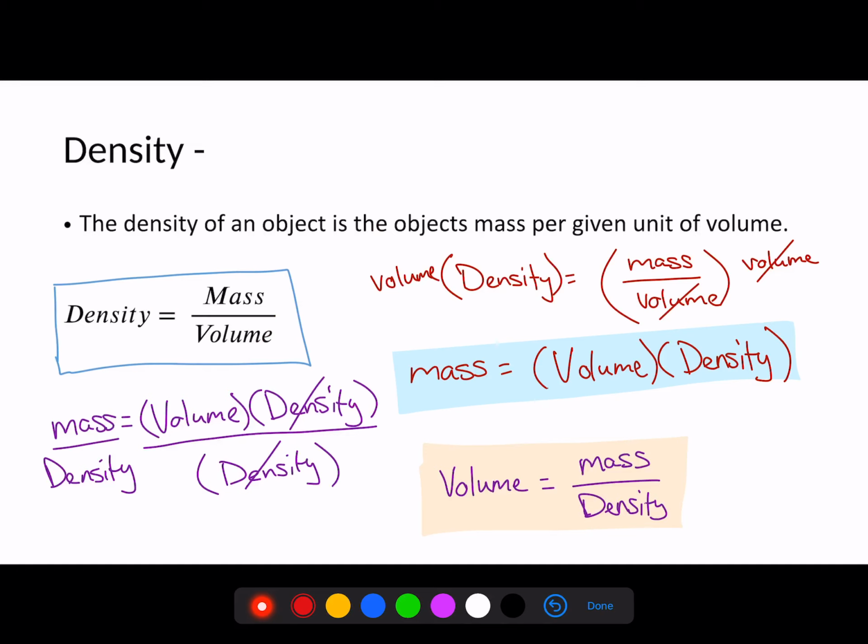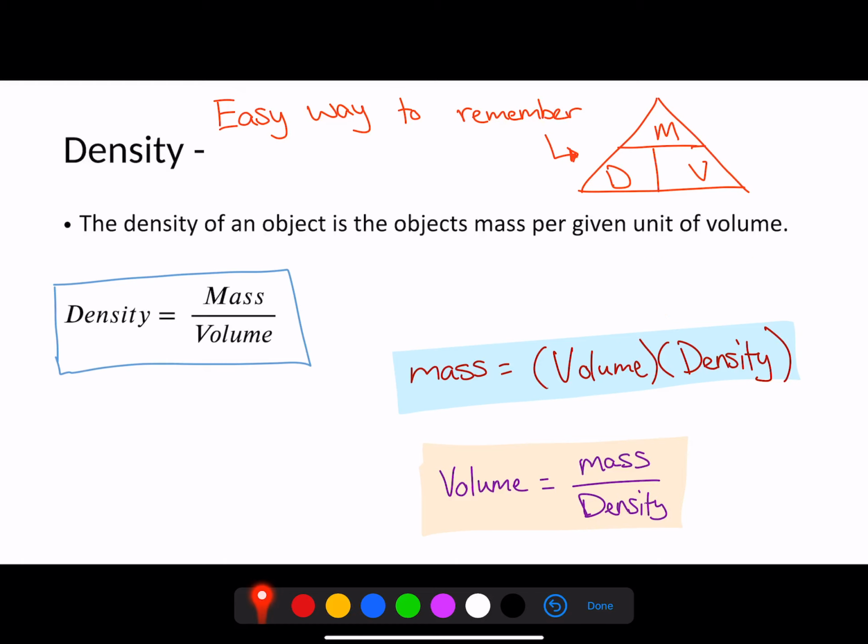Further, if I wanted to solve for volume, then I would take our equation that we just solved for. Mass is equal to volume times density. And if I wanted to solve for volume, I'd just divide both sides by D. That will have the densities cancel out, and we'll be left with volume is equal to mass over density, which is the other equation that we can use. So those are the three equations that we need to know. Granted, if you know one of them, you know all of them.